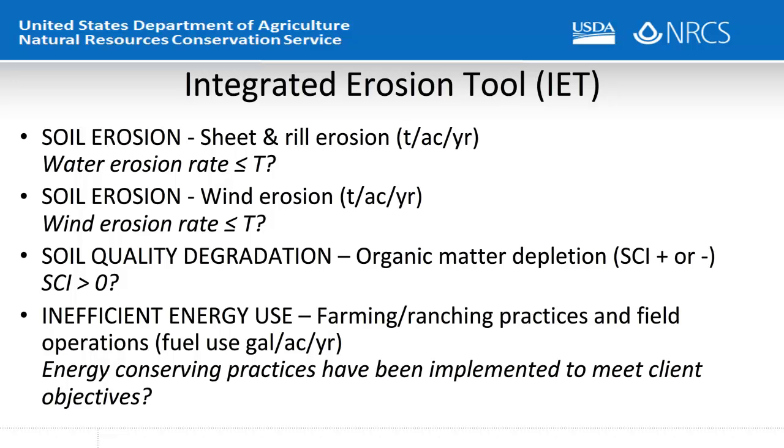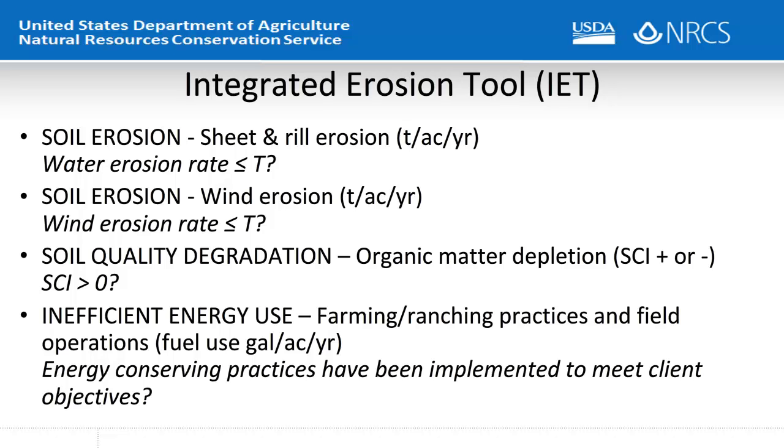We will use the Integrated Erosion Tool, IET, to assess the soil erosion, sheet and rill erosion concern, whose units are tons per acre per year, and we will answer the assessment question, is the water erosion rate less than or equal to T, the soil loss tolerance? And the soil erosion, wind erosion concern, whose units are tons per acre per year, and we will answer the assessment question, is the wind erosion rate less than or equal to T?